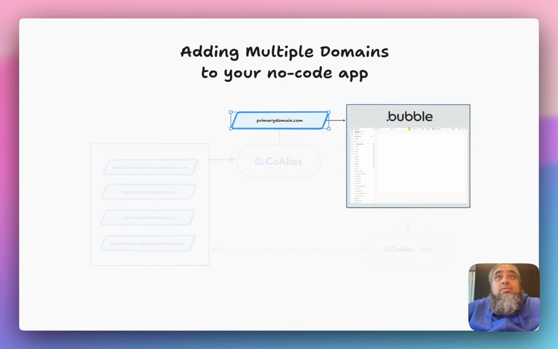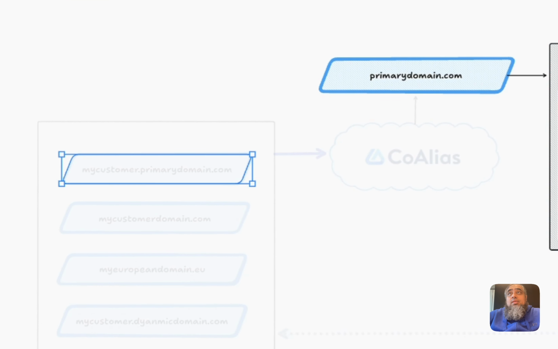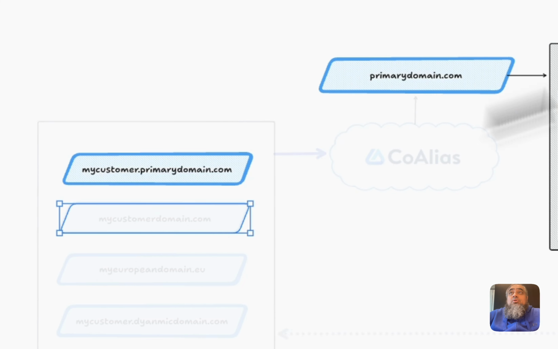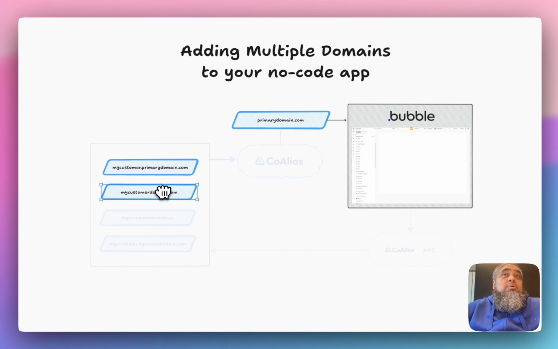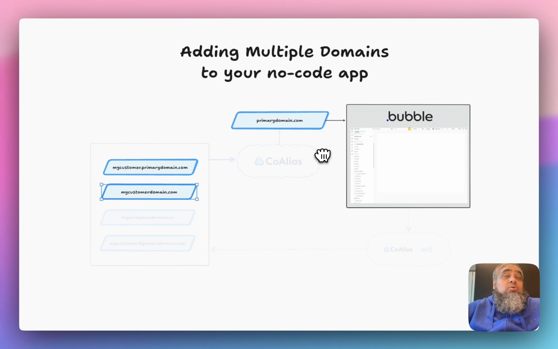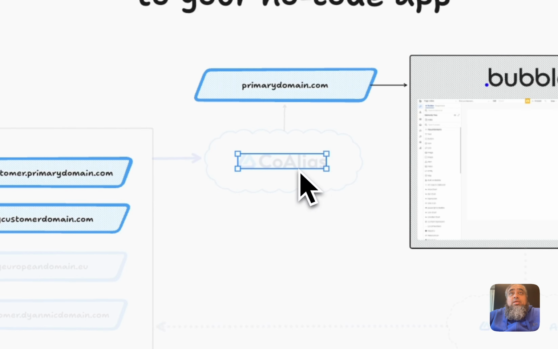awesome, of course. But you might have the use case where you need to add more domains. You might want to add a domain like mycustomer.primarydomain.com, or directly add customer domains like mycustomerdomain.com, and Bubble doesn't offer a way to do that, and most no-code app builders don't offer that. So you need something to connect these domains to your app, especially if you want to connect them to a specific page or a specific database entry. You'll need something like CoAlias, and that's what CoAlias helps you do.